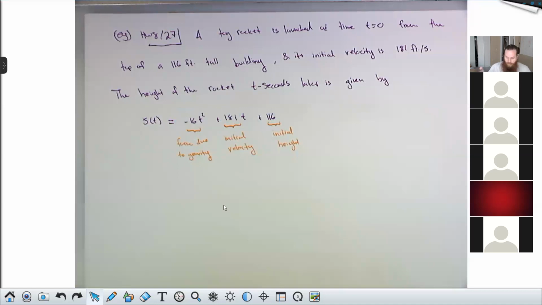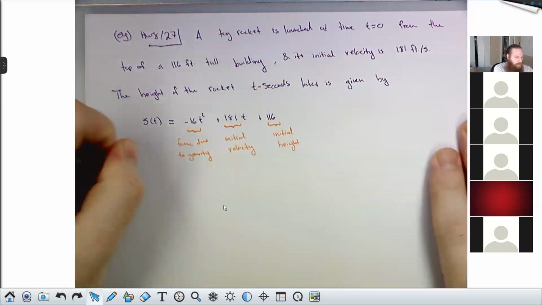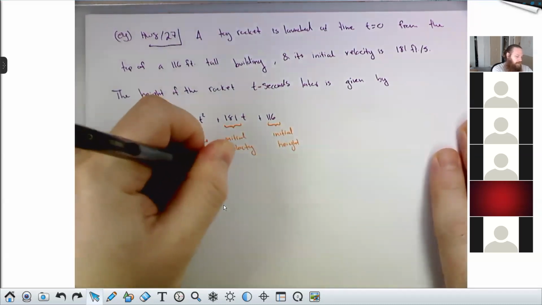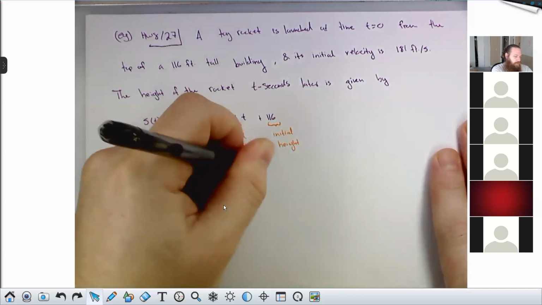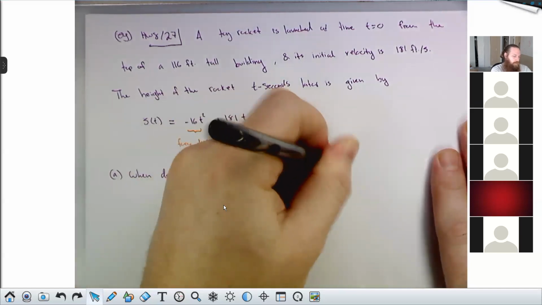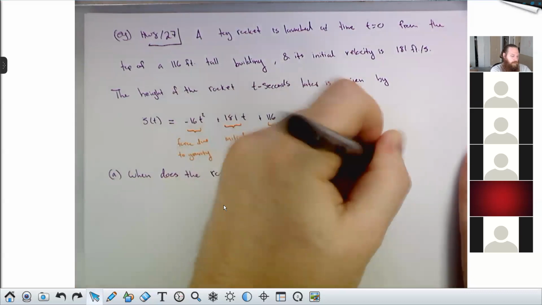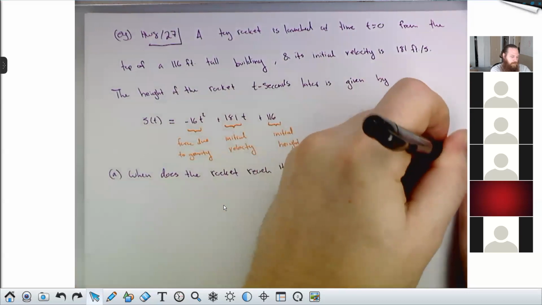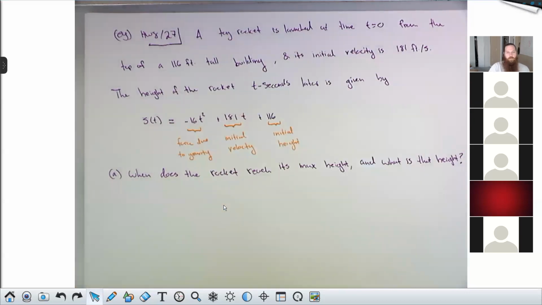Okay. What this problem is actually asking us to do is to determine the time when the rocket reaches the max height. So part A, when does the rocket reach its max height? And what is that height? So what's the highest the rocket ever goes, and how long does it take to get there? Those are the two things we want to answer in part A.